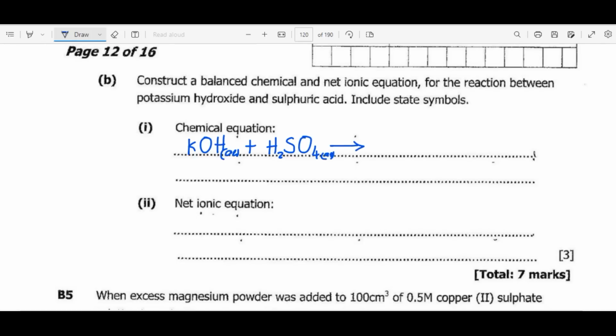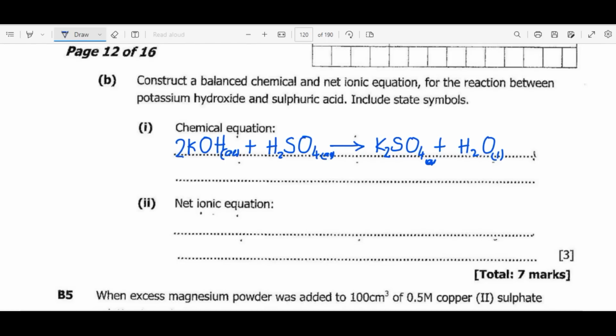Now we know that the product will be potassium sulfate. Then the sulfate is a radical with the valence of 2, so we are going to put a 2 here, plus water. So it's a reaction between a base and an acid, so that's why we are going to have salt and water. Then we just have to look at this equation. So how can we balance this equation? We are going to first balance potassium. We put 2 in front of potassium hydroxide.